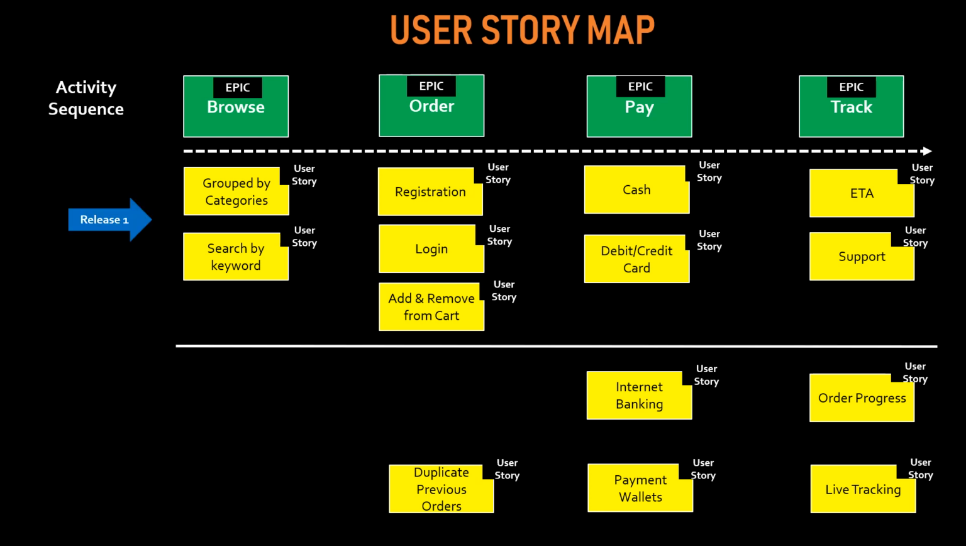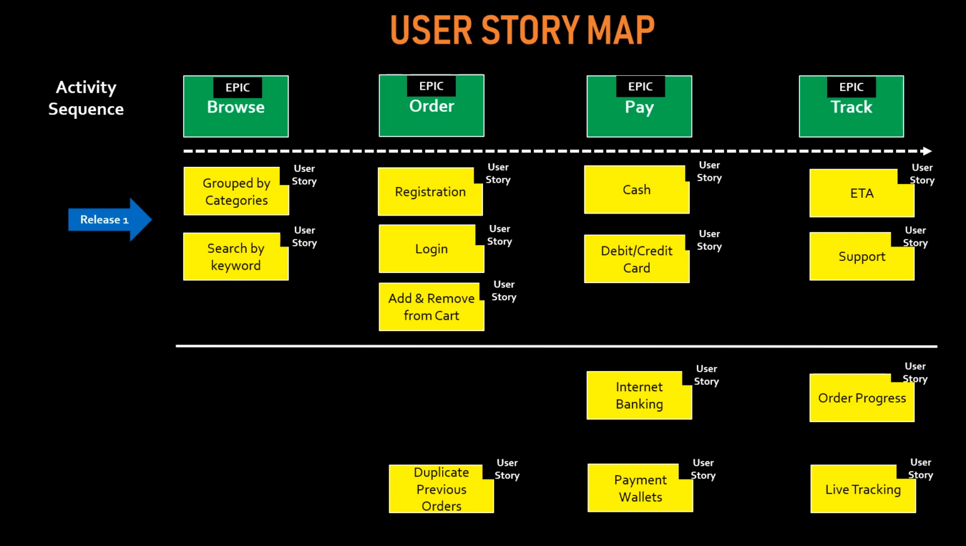So in our example, these are the key things which have to be there in the product in order to be released. So the search by category, search by keyword, group by categories, registration, login, addition and removal from cart. Similarly, at least cash payment and debit and credit card should be there in order for them to make the payment. And then the ETA, it's a really good thing. They should know when it is coming, and also support is a very key functionality, because if there's a problem with an online order, what would they do? So this summarizes your MVP or release one.